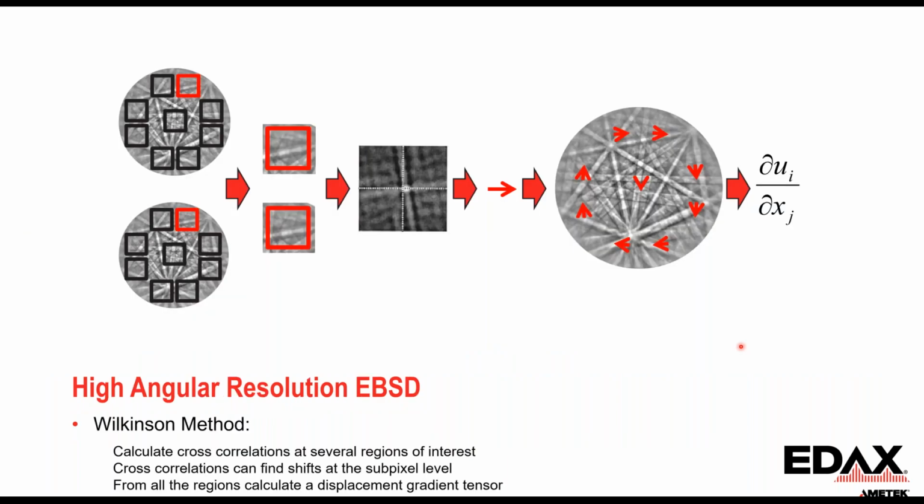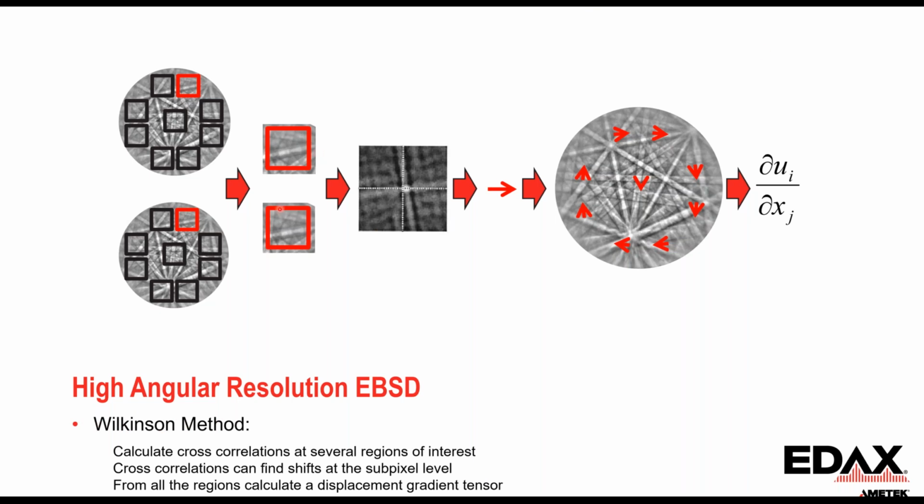And then we can extend this to what's called HR-EBSD, or just to help clarify the confusion, pardon the pun, high angular resolution. We're not talking about spatial resolution or pixel resolution or mapping resolution, but high angular resolution. How small of a difference can we detect with EBSD patterns? This is an approach that was developed by Angus Wilkinson and his research groups.